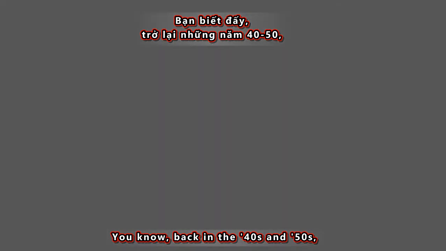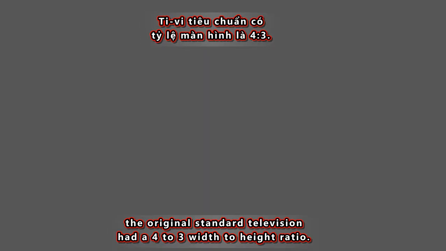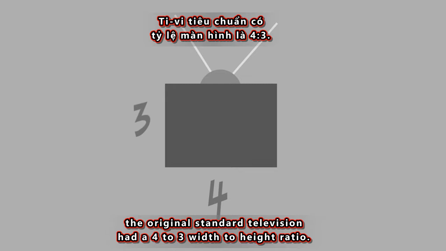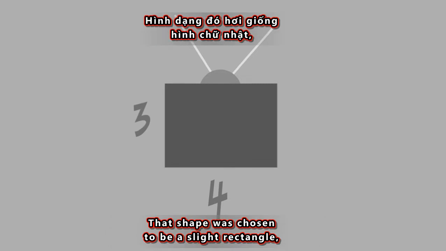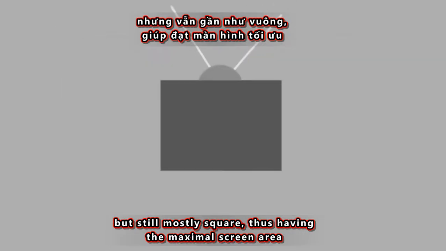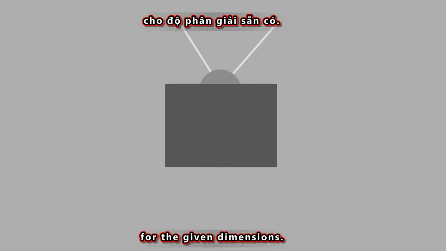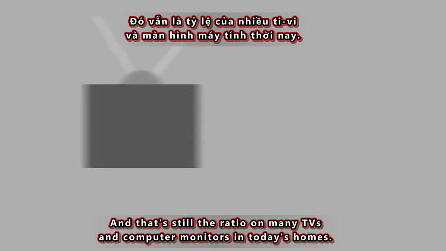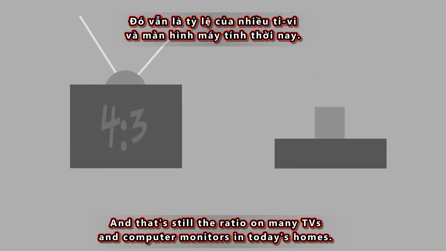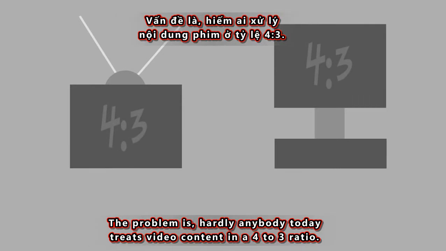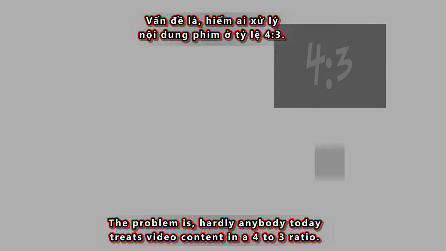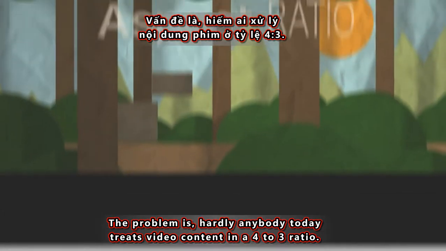You know, back in the 40s and 50s, the original standard television had a 4:3 width to height ratio. That shape was chosen to be a slight rectangle, but still mostly square, thus having the maximal screen area for the given dimensions. And that's still the ratio on many TVs and computer monitors in today's homes. The problem is, hardly anybody today creates video content in a 4:3 ratio.